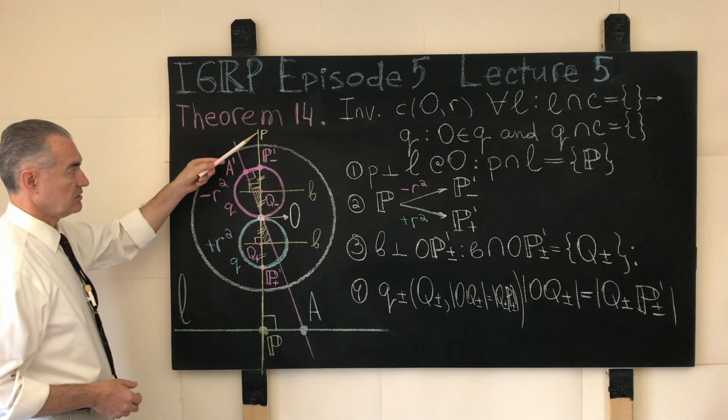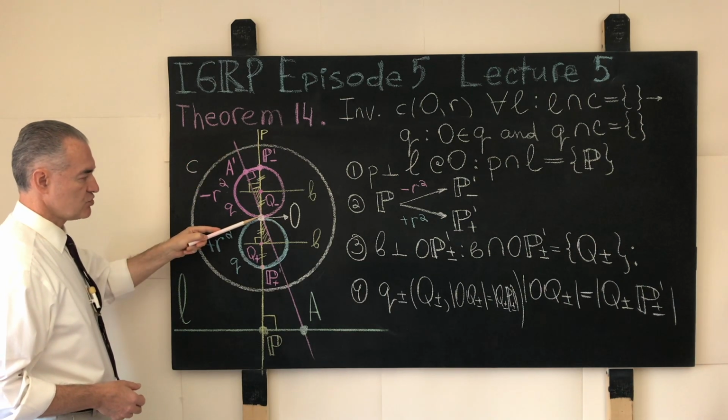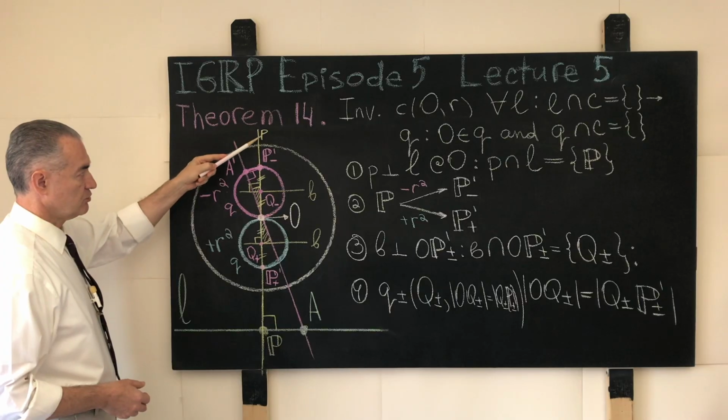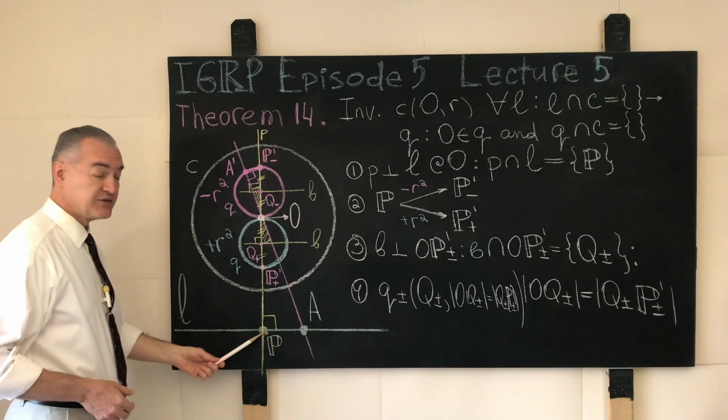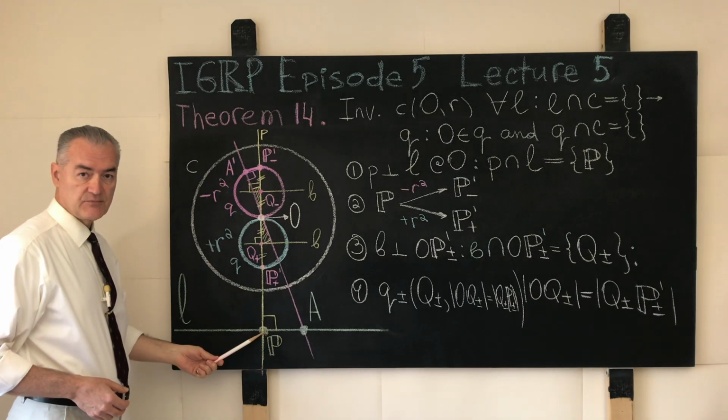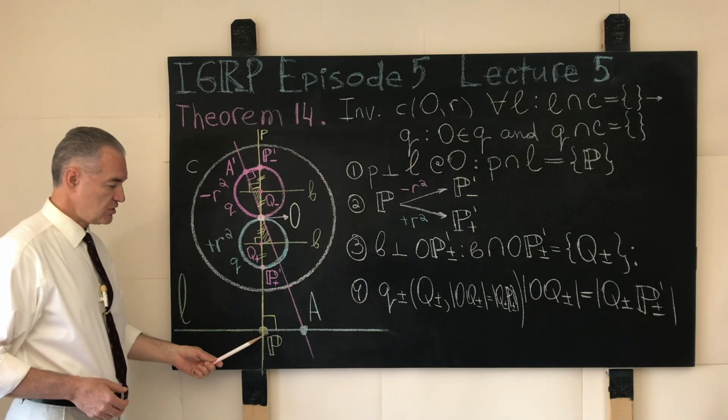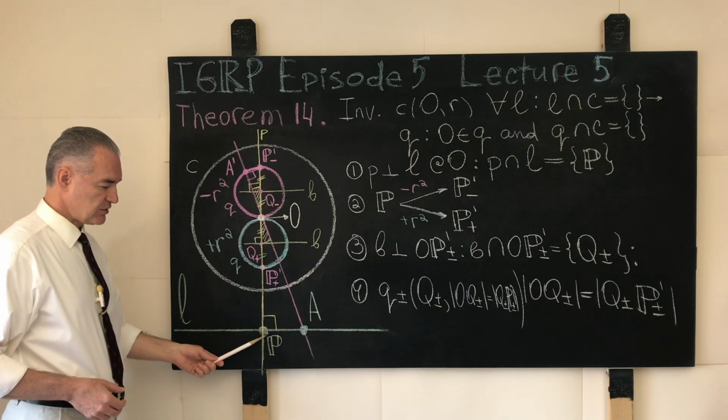This perpendicular straight line through the center of inversion, O, is shown in yellow, lowercase p right here. This line runs right here, and it intersects the given straight line L that has no points in common with the given circle of inversion at a point uppercase P.